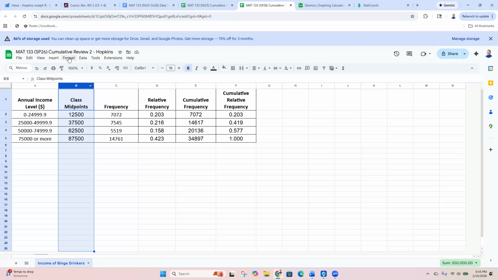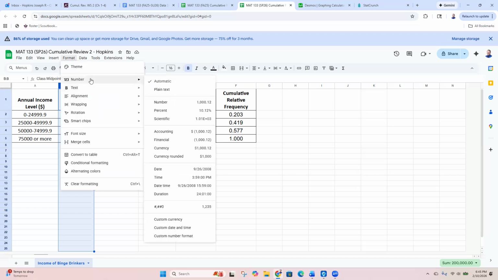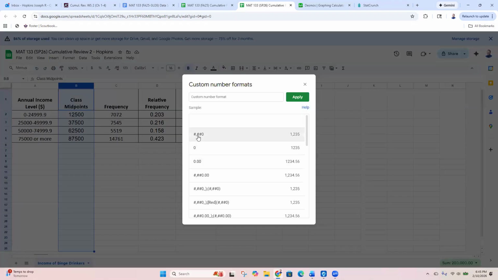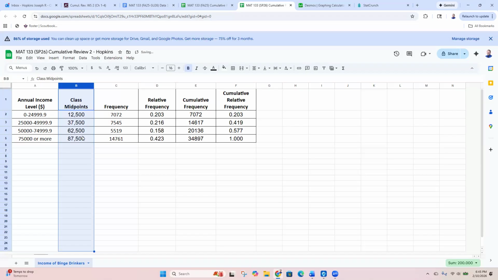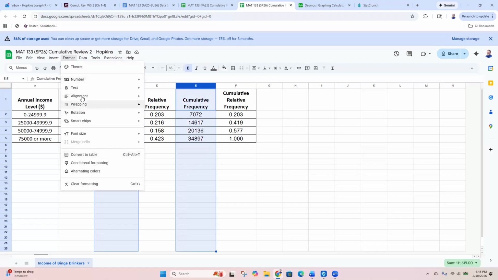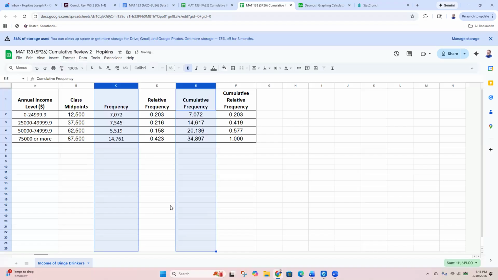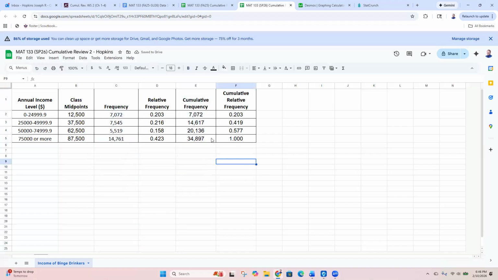So what I can do is go to Format, Number, okay, and I'll do custom number format. And so if I select the comma right here, it'll make it so that I have commas in my midpoints, okay? And I'll actually do that for my frequencies and my cumulative frequencies as well, so that they're easier to read. Yeah, because now it's easier to tell, oh, this is 87,500 because you can see the comma, okay?